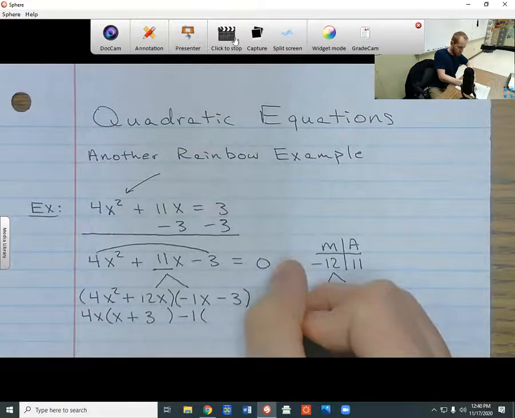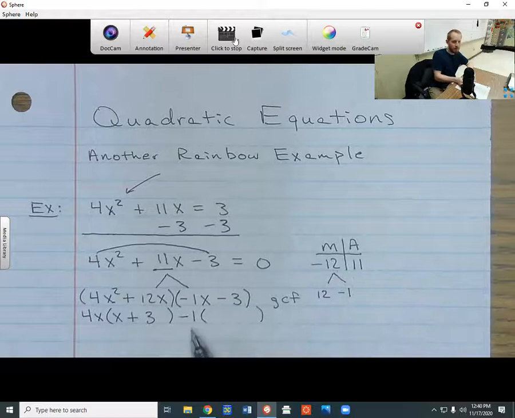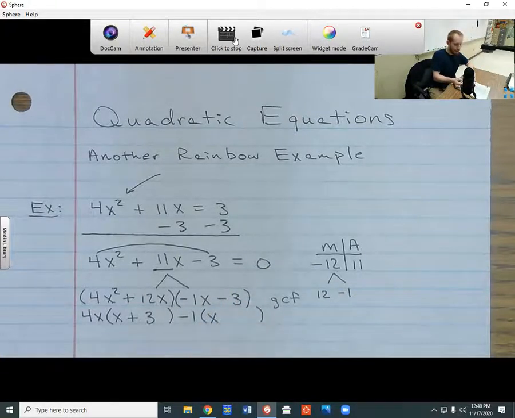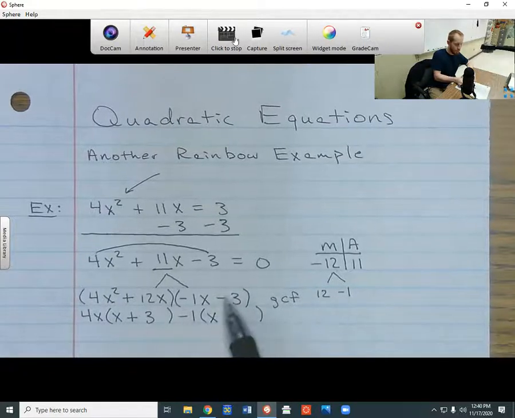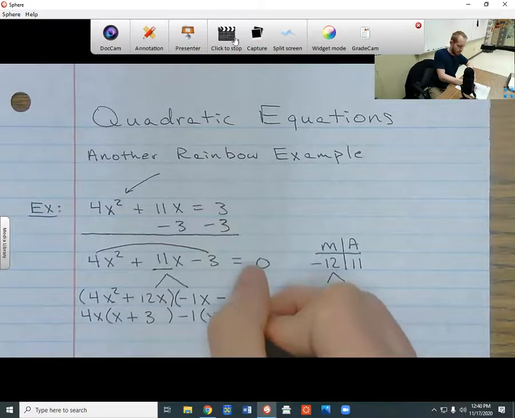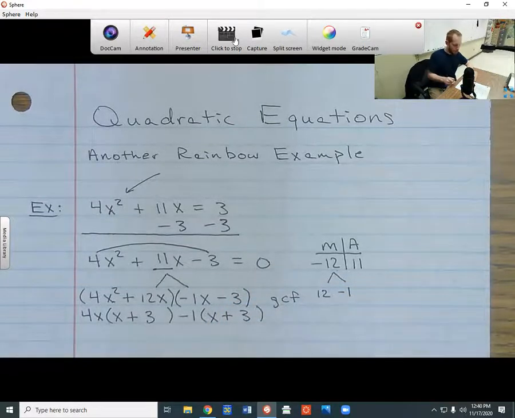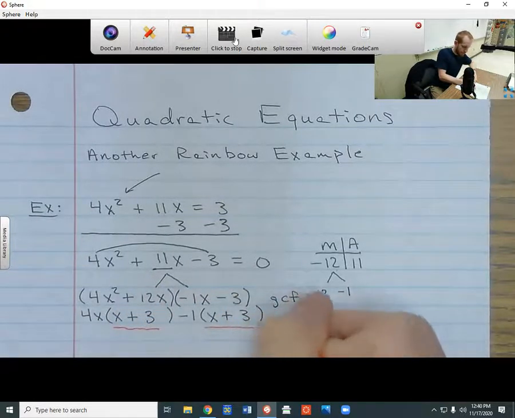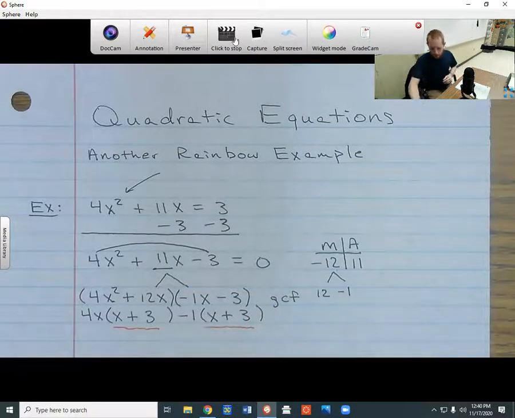What I'm left with is an x, and then I have to find a number that multiplies by -1 to get to -3, right? So -1 times what will give me -3? It would have to be a +3. Okay? So now my GCF for this group was -1. What that means is the inside parts are finally going to match up. This x plus 3 right here, that's the same thing as this x plus 3 right here. And they have to match up for this rainbow method to work. If they don't, that means you probably made a mistake up here somewhere.